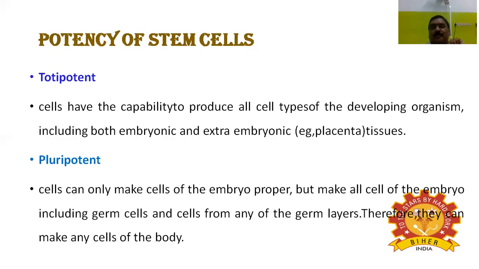It's called totipotential. Next, I'm coming to pluripotential. What is pluripotential? Partially potential. So partially potential cells can make all cells of the embryo, including the germ cells and the cells from any of the germ layers. Therefore, they can make any cells of the body. They can give rise to any tissue types or any organ types.